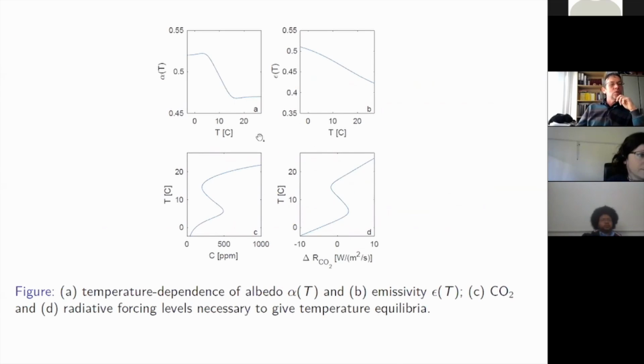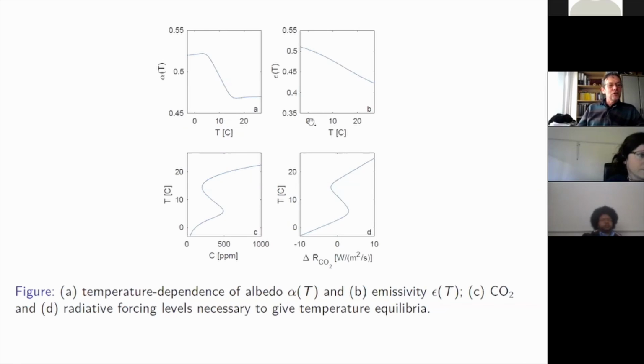Maybe if I go forwards to these figures here, these are sort of mean temperatures along the bottom, albedo and emissivity. So there is a change of regime for the albedo. There's a more smooth, more gradual change in emissivity.